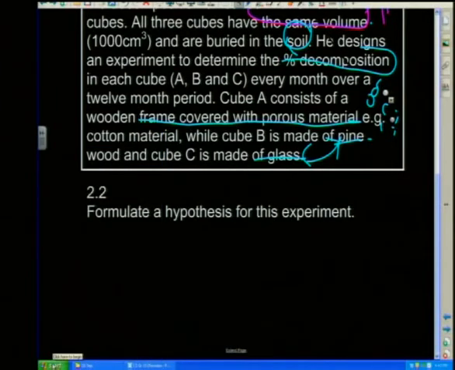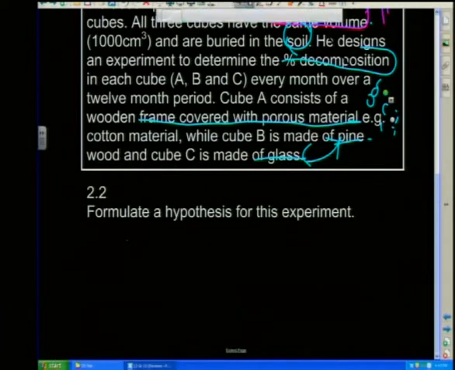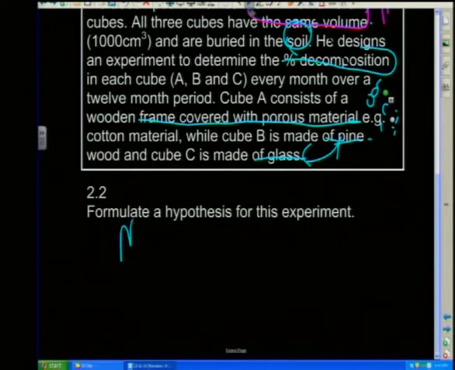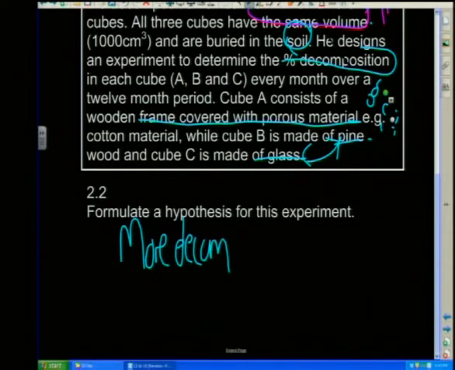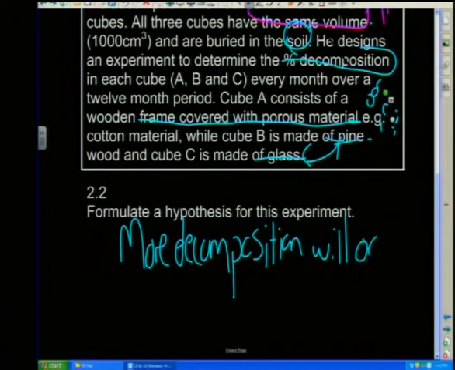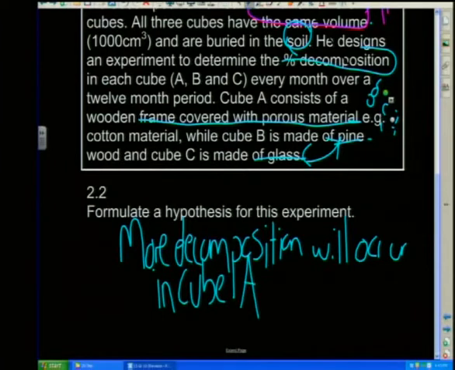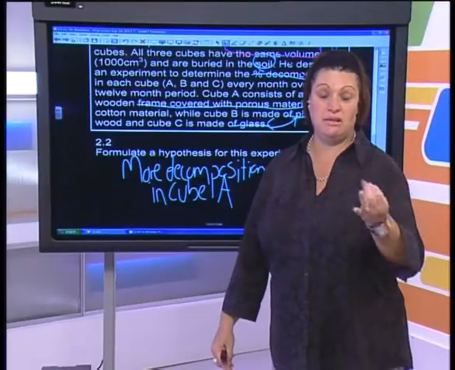Okay, here we go. Formulate a hypothesis. More decomposition will occur, take a guess, in cube A. There we go. You could have said less decomposition, you could have said cube A, B, or C.